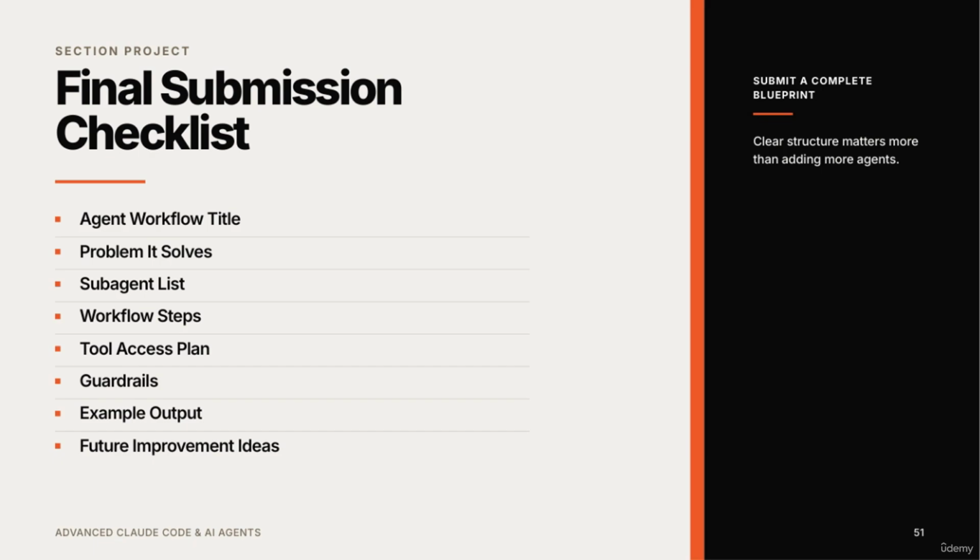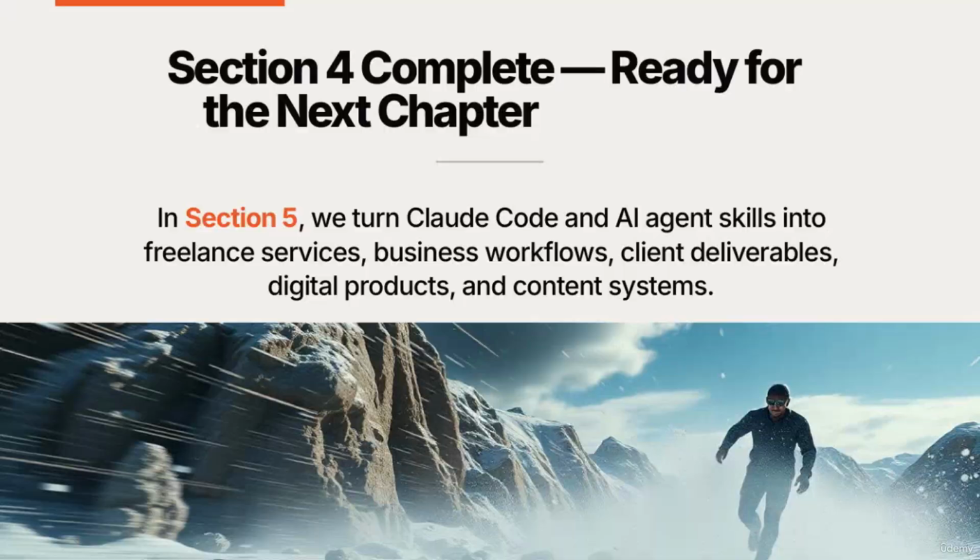Additionally, setting up guardrails is essential to maintain control and reliability throughout the process. You'll also want to include an example output to demonstrate the effectiveness of your project, along with ideas for future improvements. All of this together forms a complete blueprint, which should utilize advanced Claude code and AI agents to showcase sophisticated capabilities. Remember, the goal is to submit a comprehensive and polished project that highlights thoughtful structure and advanced AI integration. We've now completed Section 4, setting a strong foundation and preparing us for what's next.